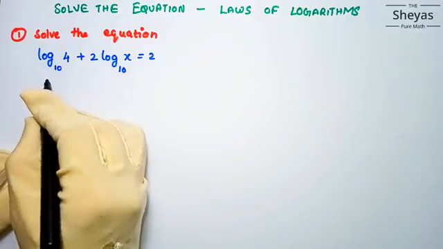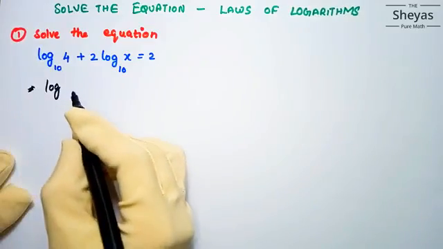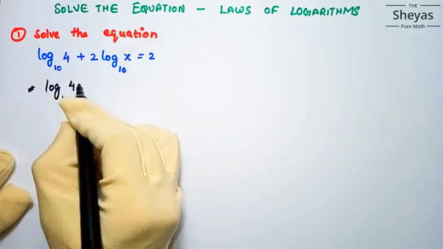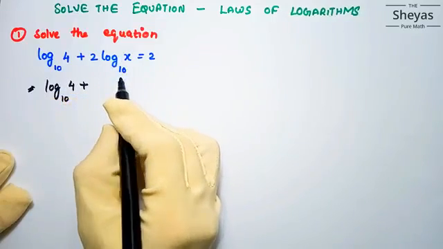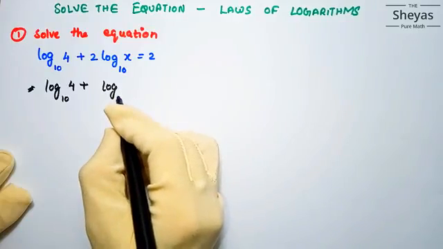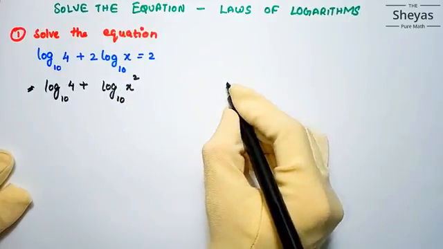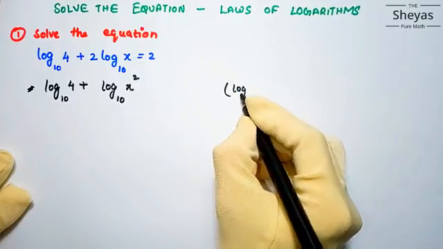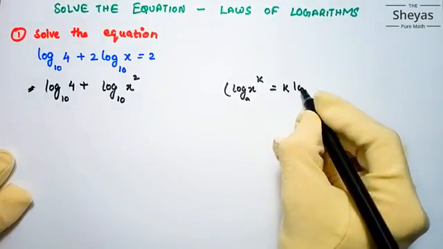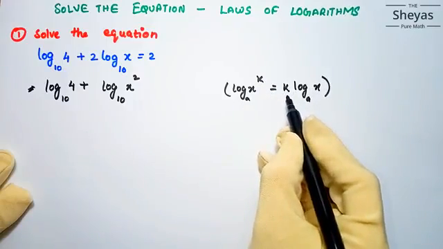So what is the first step? Log to the base 10 of 4 plus, here I am going to apply the power rule. So log 10 x square. I'll write the power rule here. So log x power k to the base a can be written as k log x to the base a. That is, this power will go to the front of the log.